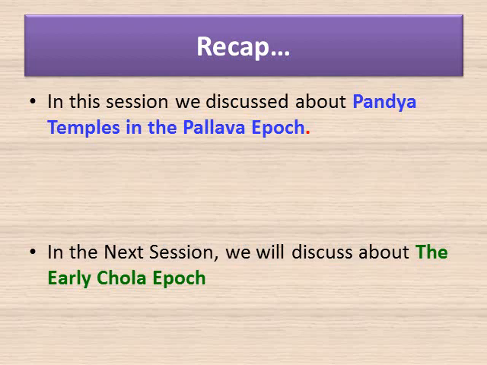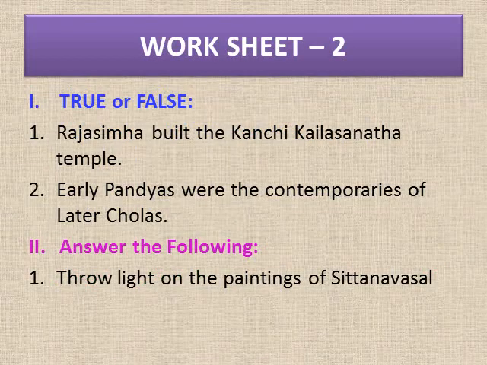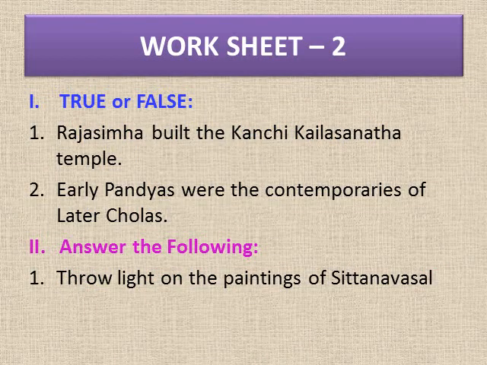The cave paintings at Sittanvasal as well as Tirumalaipuram have outstanding early Pandya paintings. The Sittanvasal cave was a residential cave of the Jain monks and they painted the walls with fresco paintings. The Sittanvasal paintings have similarities with the Ajanta paintings. Tirumalaipuram, from where we get early Pandya paintings, is in damaged condition. Dear children, in the next session we will discuss the early Chola epoch.